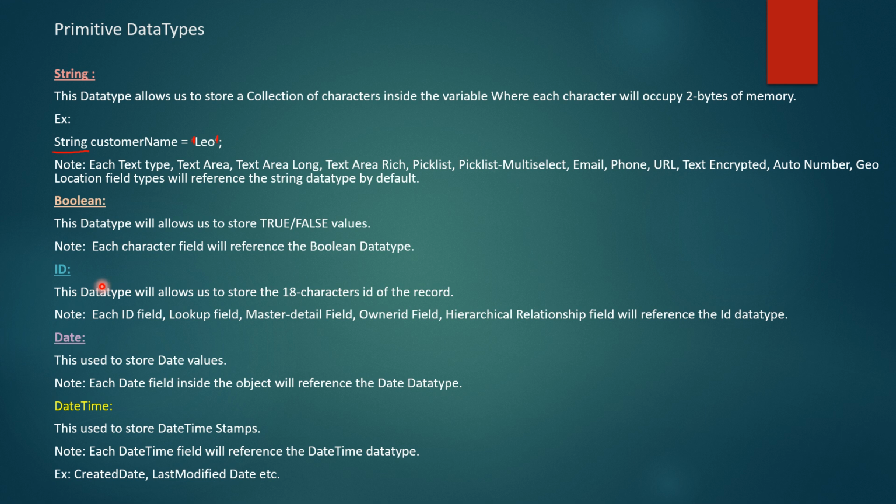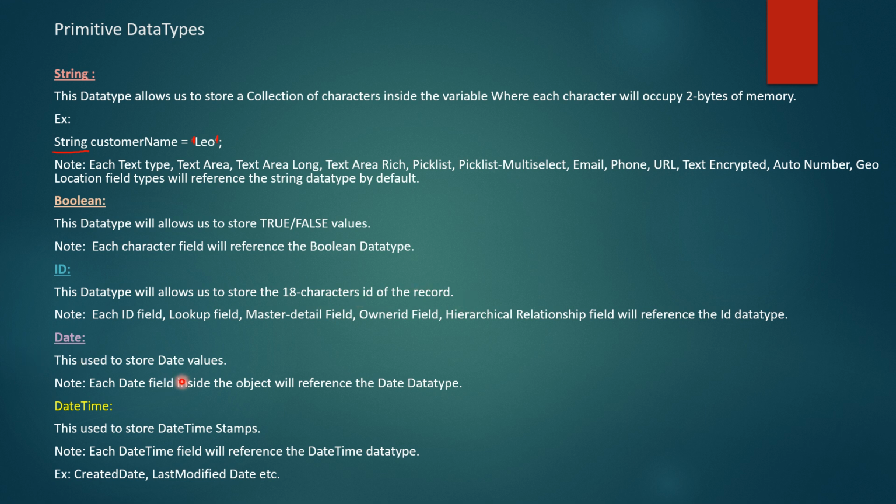Okay, ID. This data type will allow us to store the 18 characters ID of the record. Each ID field, lookup field, master detail field, owner ID field, hierarchical relationship field will reference the ID data type. We have this ID data type which is provided by Apex. So this data type will store the 18 characters ID of the record.